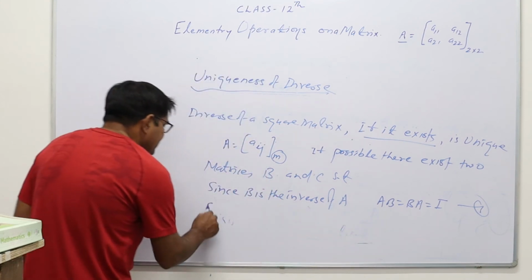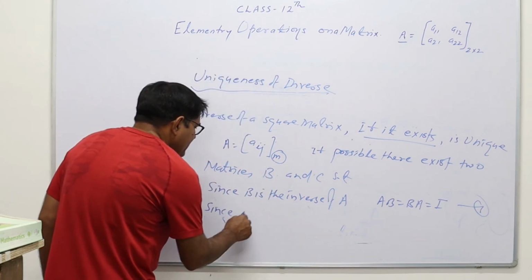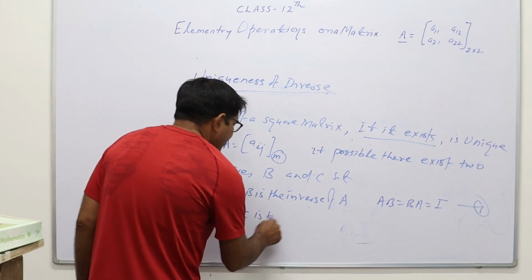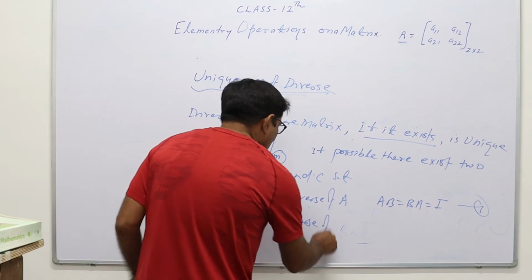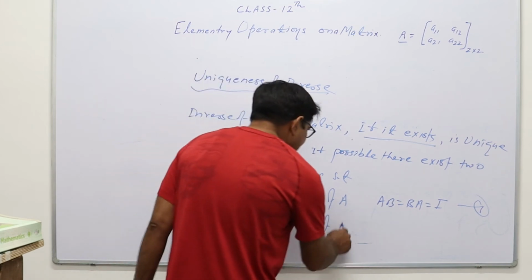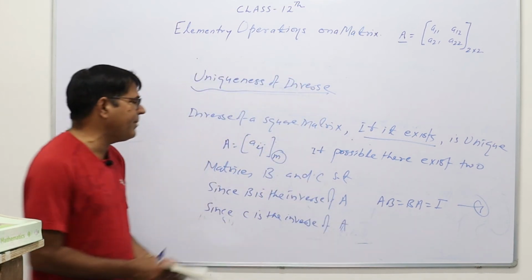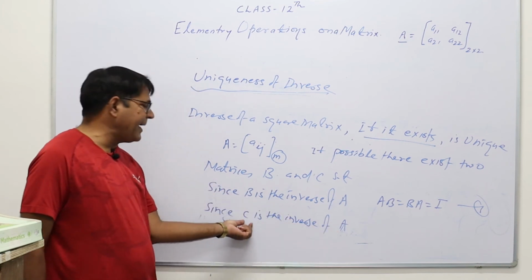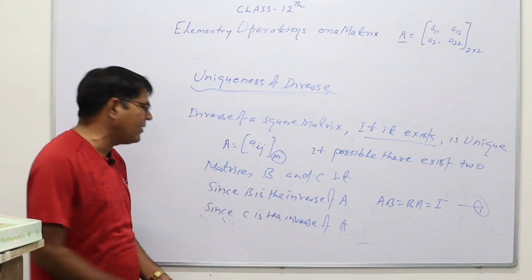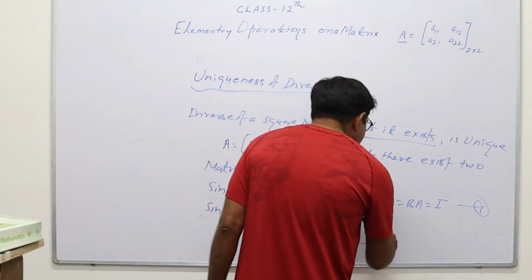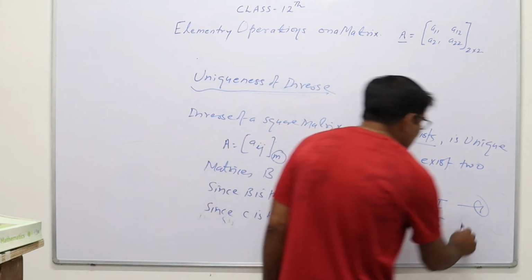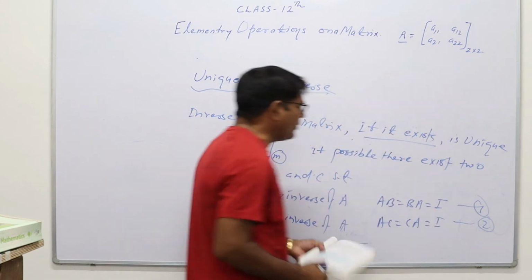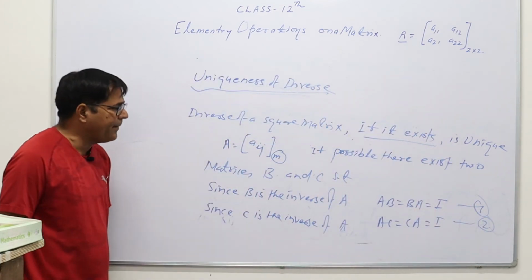Similarly, since C is the inverse of A, if I take the inverse of the given matrix A as some other matrix C, in that case AC will be equal to CA will be equal to also the identity matrix. So these two things are very, very important.